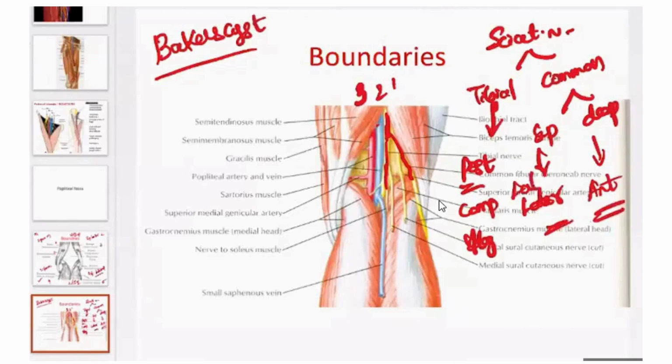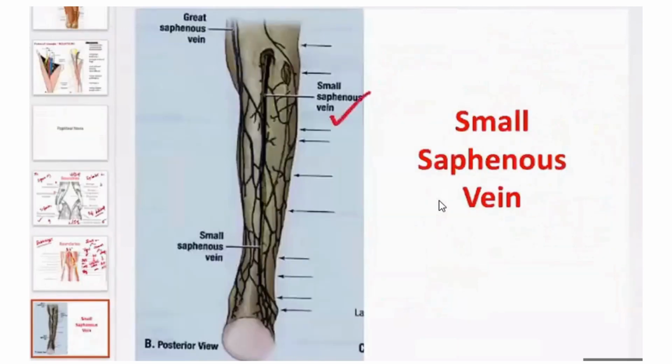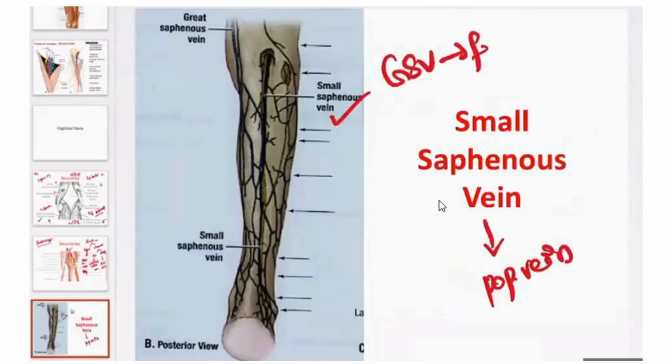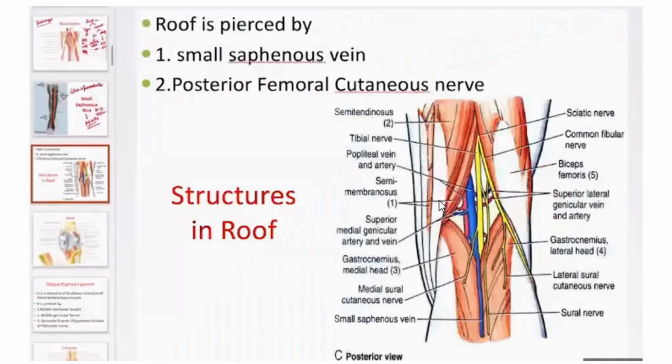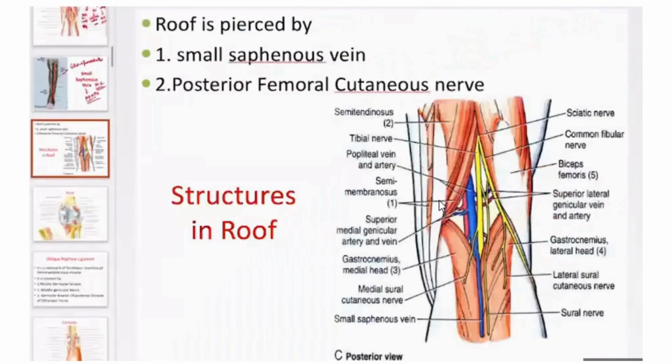So again on the roof, there is the small saphenous vein that drains into the popliteal vein. So the great saphenous vein drains into where? The femoral vein in the femoral triangle. Whereas the short saphenous vein drains into the popliteal vein in the popliteal fossa, and it is accompanied by a nerve called the posterior cutaneous nerve of the leg. So on the roof, you see the small saphenous vein and posterior cutaneous nerve.